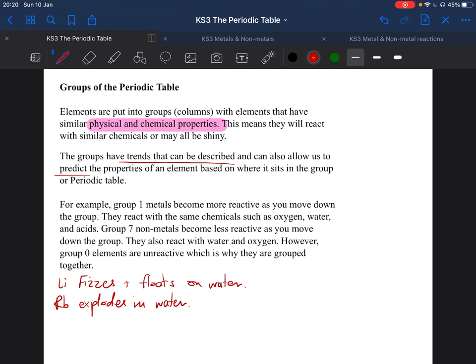If we had another unknown metal and we put it in water and it did something in between these two, we could predict that it was somewhere in group 1 between lithium and rubidium. We could even be more specific if we reacted each of the group 1s and then compared it to how that one reacted. So as you can see, the groups of the periodic table, by grouping them by their physical and chemical properties, allows us to make predictions on elements that we haven't seen or that we don't know which element they are.